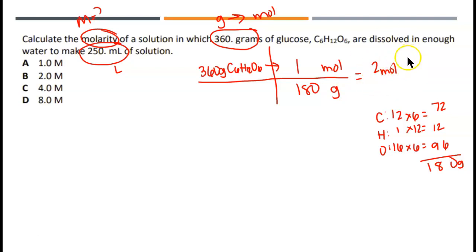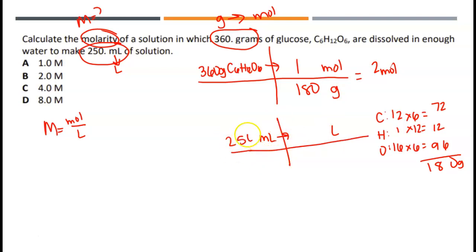Okay, so now I have my moles. And I know the equation for molarity is equal to moles divided by liters. Ooh, they gave me milliliters. So I need to convert from milliliters to liters. I showed you guys how to do that, right? Our given for the milliliters is 250. For every 1,000 milliliters, it is equal to 1 liter. So 250 divided by 1,000.